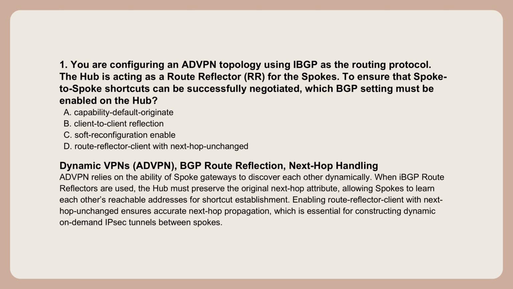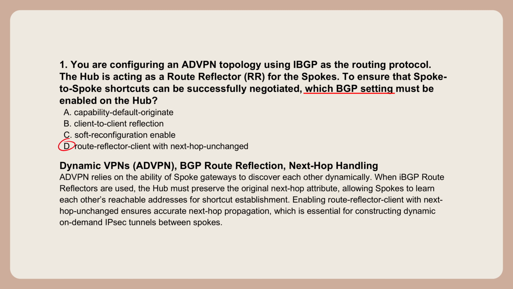So if we want those spoke-to-spoke shortcuts to actually connect, to negotiate successfully, what is the one setting on the hub you absolutely have to get right? The hub must have the BGP setting route reflector client with next hop unchanged enabled. Okay, so why is that one command so critical? Why is it so foundational? Doesn't a standard route reflector usually change the next hop to its own IP address when it advertises a route? It does, and that's exactly the problem here.